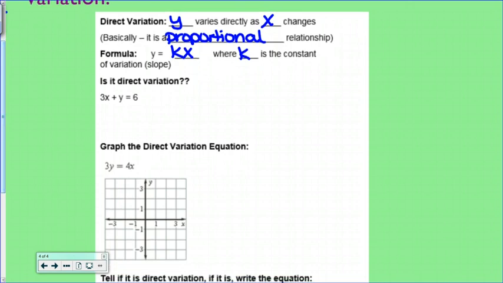The first thing we're going to do is determine whether or not an equation we're given is direct variation. To do that, we need to solve for our variable y. To get y by itself here, I'm adding 3x to y, so I'm going to subtract 3x. And because 3 and x are multiplied, I can move them as one unit. So I'm going to subtract that from both sides, and we get y equals negative 3x plus 6. Because I have a y-intercept of 6, this equation is not direct variation.